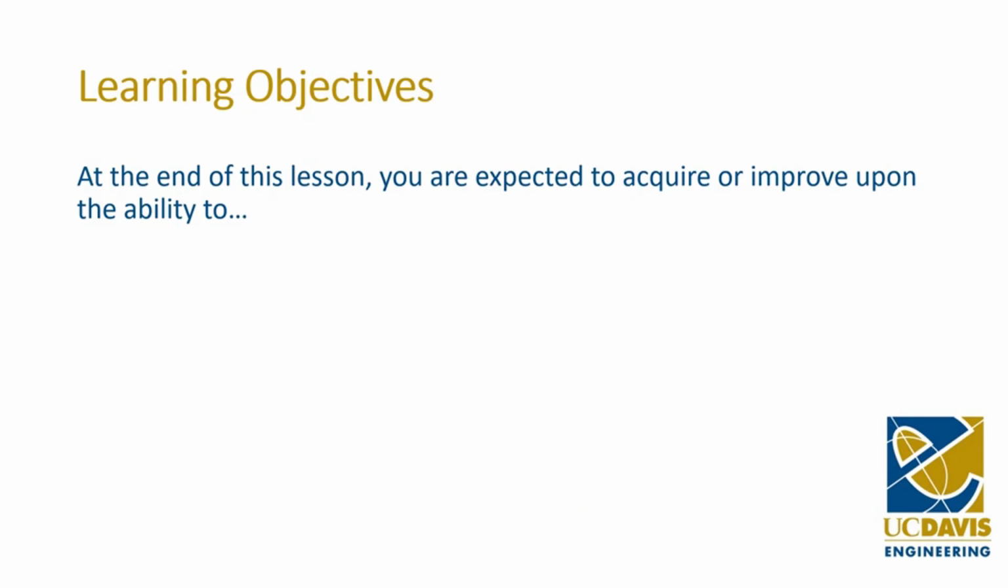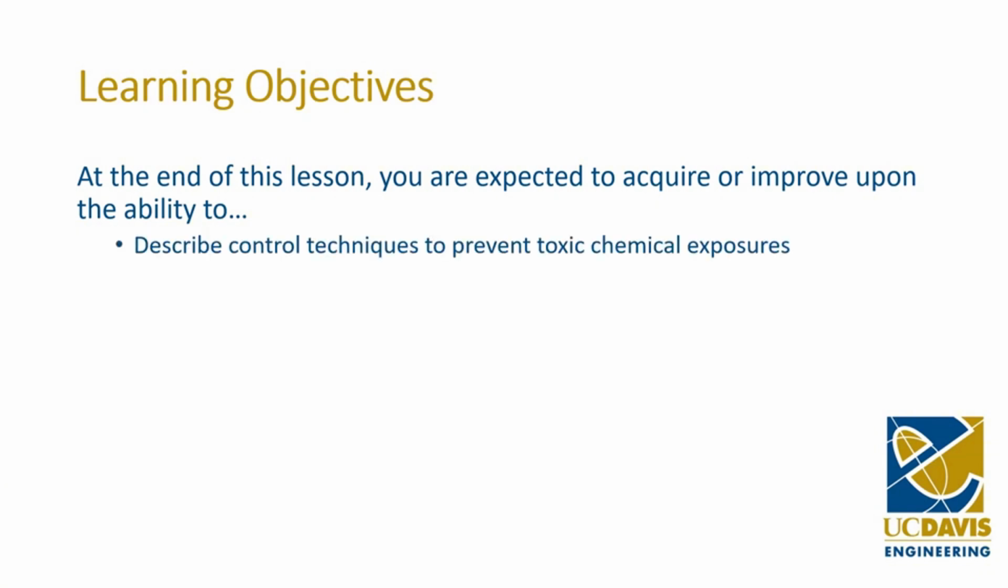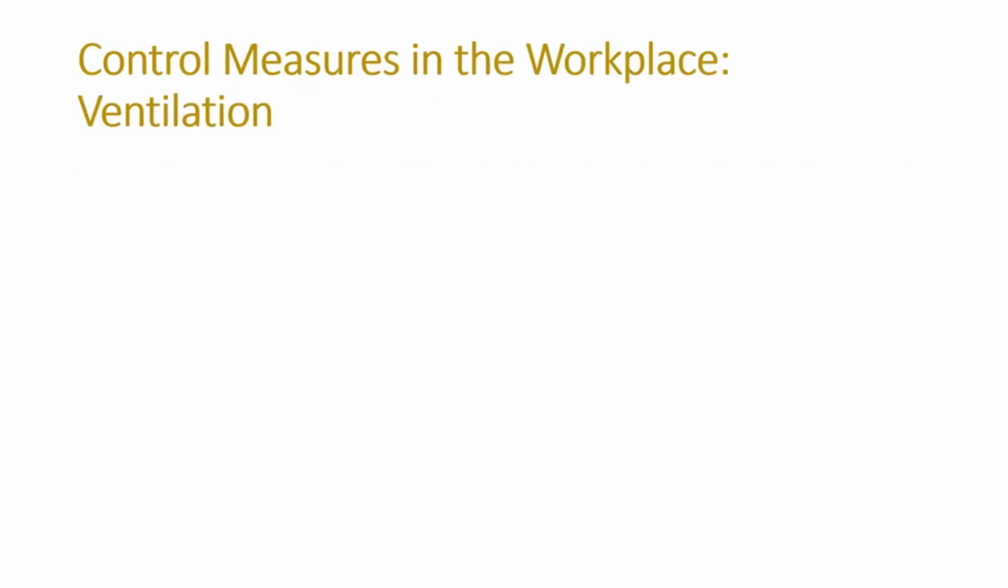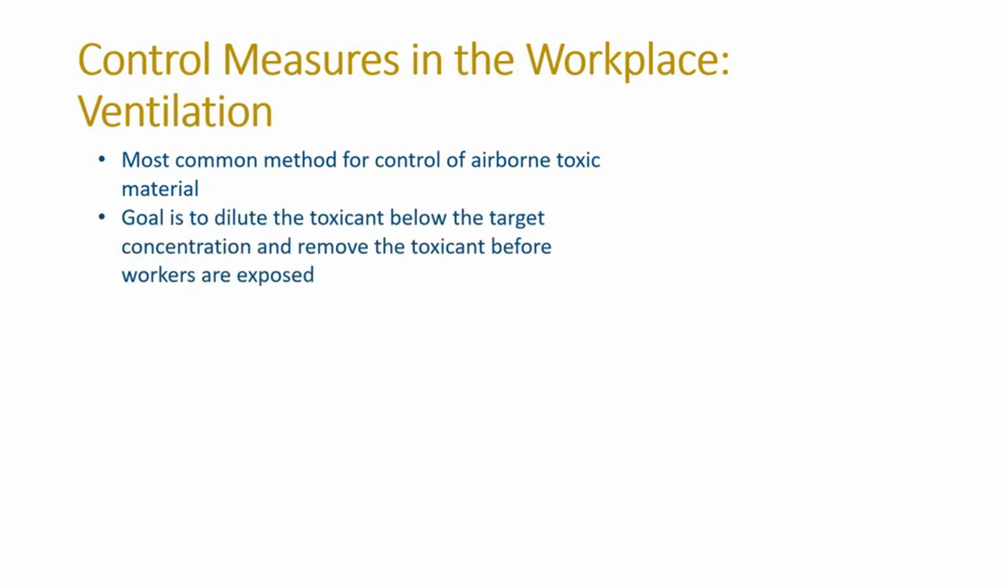At the end of this lesson, you are expected to acquire or improve upon the ability to describe control techniques to prevent toxic chemical exposures. The first control measure we're going to look at is ventilation. Ventilation is the most common method for the control of airborne toxic and flammable materials in an enclosed environment.